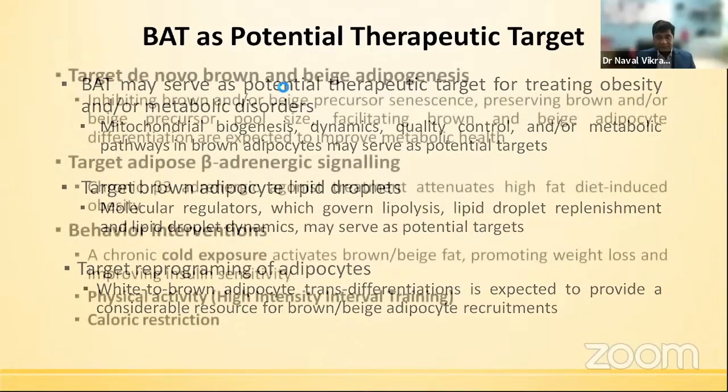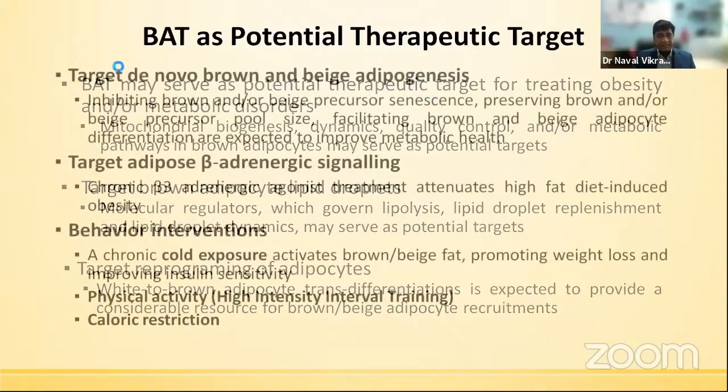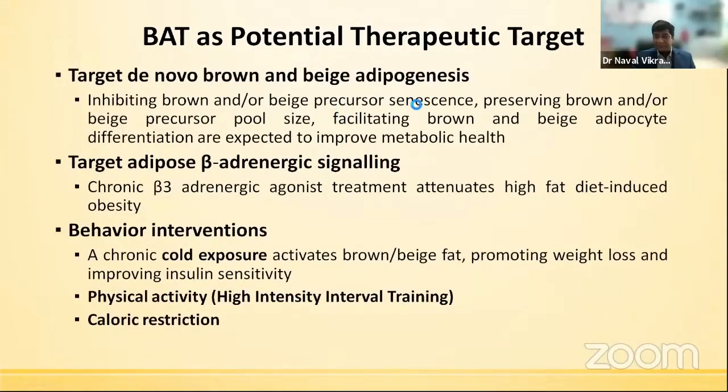Now, the other way it can act is by inhibiting brown or beige precursor senescence. We decrease the death of these cells, preserving the brown and beige precursor pool size. Now, chronic beta-3 adrenergic agonist treatment attenuates high-fat diet effects, but we don't have any agents which are available for use in humans. Behavioral interventions, yes, chronic cold exposure activates brown fat, which promotes weight loss, but chronic cold exposure is not physiologically feasible for human beings.